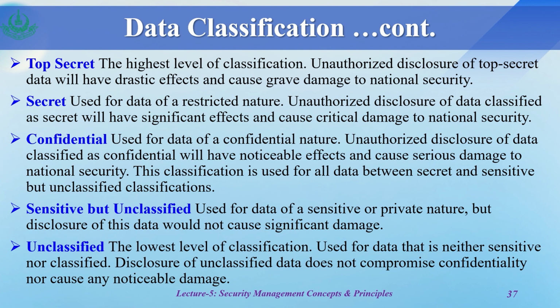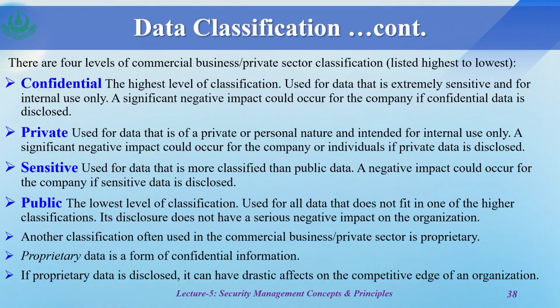Sensitive but unclassified, used for data of a sensitive or private nature, but disclosure of this data would not cause significant damage. Unclassified, the lowest level of classification, used for data that is neither sensitive nor classified. Disclosure of unclassified data doesn't compromise confidentiality nor cause any noticeable damage to the system.